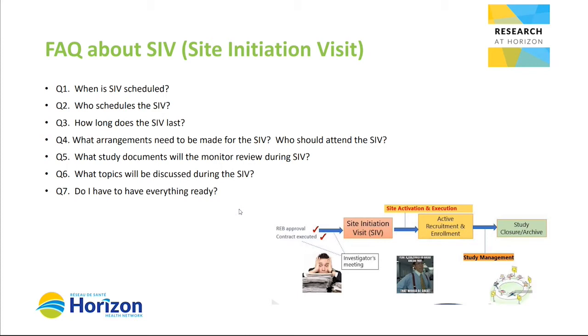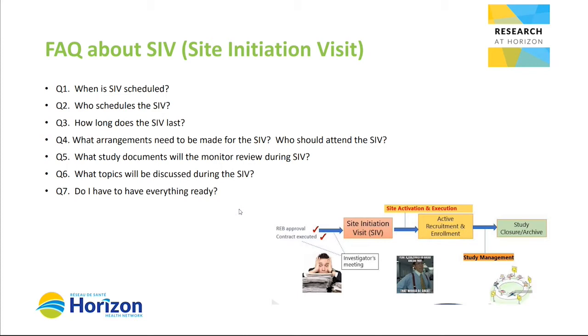What arrangements need to be made for SIV, and who should attend it? If it's happening in person, obviously you have to think of the physical space and who will be attending. If it happens in a virtual setting, you have to think of meeting invites and virtual meeting arrangements as necessary. The more important part is who's attending. You have to have that discussion prior.